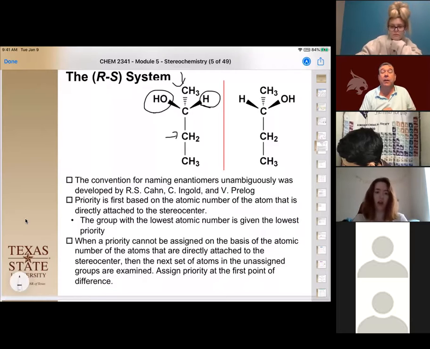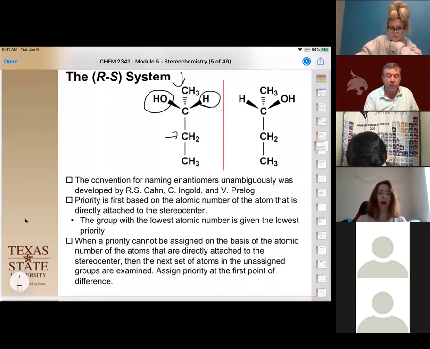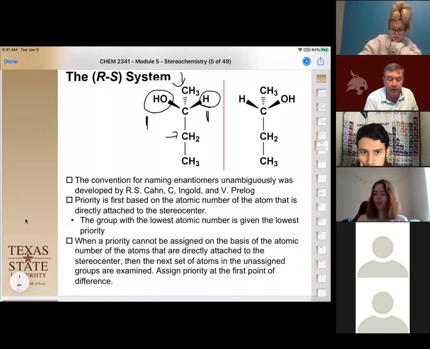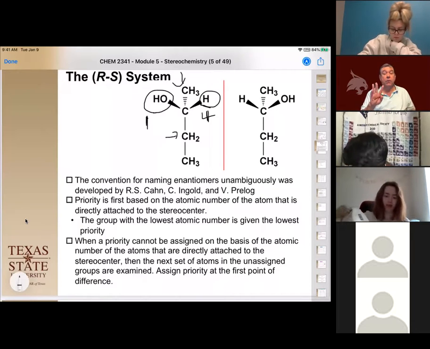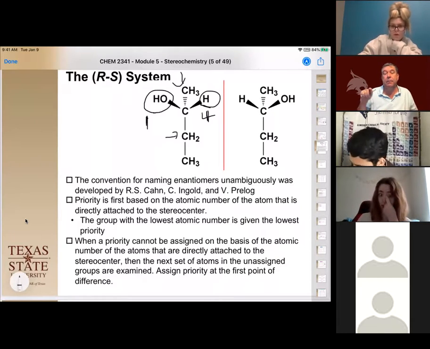So we can only assign priority to 2 of these groups right now. We can assign this as 1 because it's our highest priority, our highest atomic number. And this is number 4 because we have 4 groups, and it's our lowest atomic number. But now we can't assign the carbons because they have the exact same number. So what do we do? We have rule number 2.